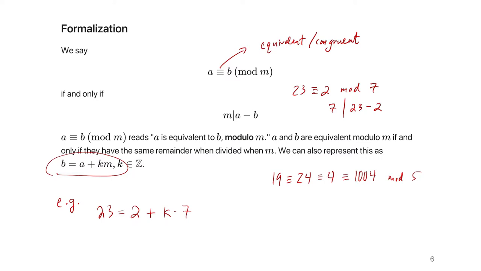And remember, all of this only works when we're talking about integers, right? If you allowed rational numbers or real numbers, then none of these nice properties would really mean anything, right? It's possible that I can find an integer k such that 23 is 2 plus k times 7. In this case, k is 3, right? So any questions with these definitions? And we'll look at several more examples in just a second.